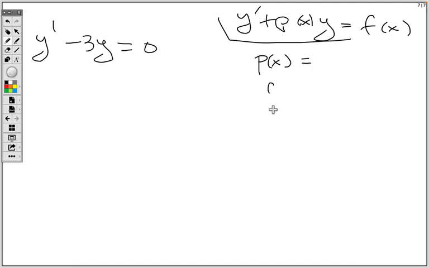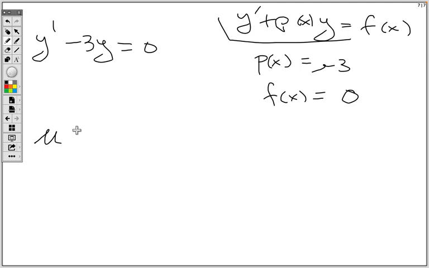And what would be the f of x? Because I do have the y prime all by itself. So what's the p of x here? And what's the f of x? P of x is -3, perfect. The f of x is the identity 0. So we are a linear equation. We are in the standard form.